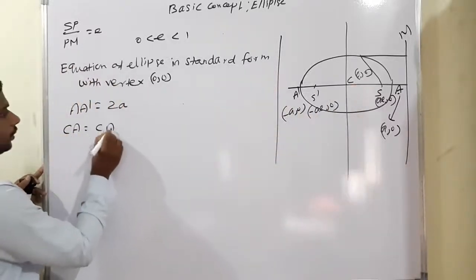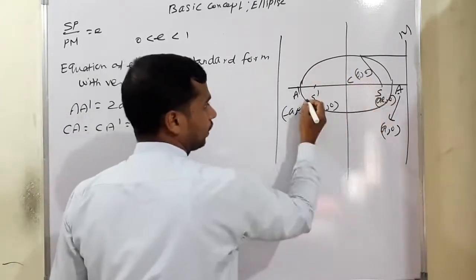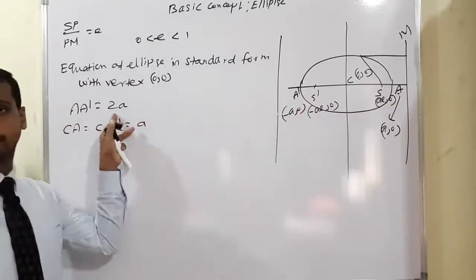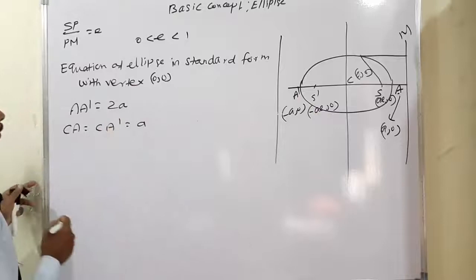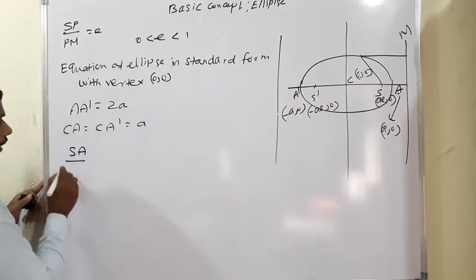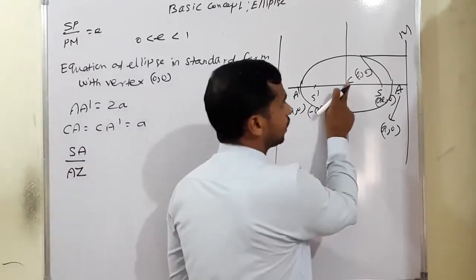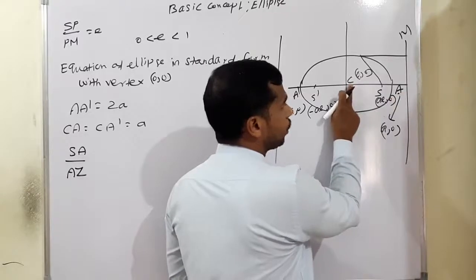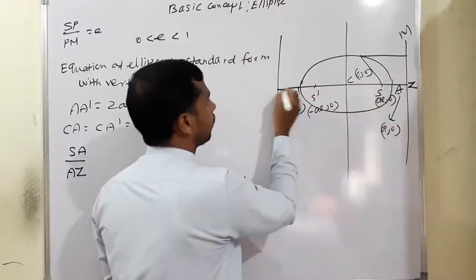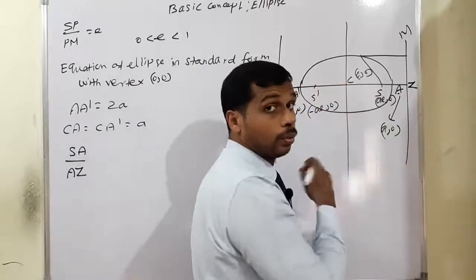CA is equal to CA dash is equal to a. Then the opposite side a, this is the length. Another side a, so a plus a is equal to the length of the latus rectum, that is 2a. So now how to divide the 2a part? The condition SA divided by AZ. Look there, from center C to A, C to A, this is called Z. Okay, this is point Z dash. What will happen? Look there, we have to find out what the Z points will be.